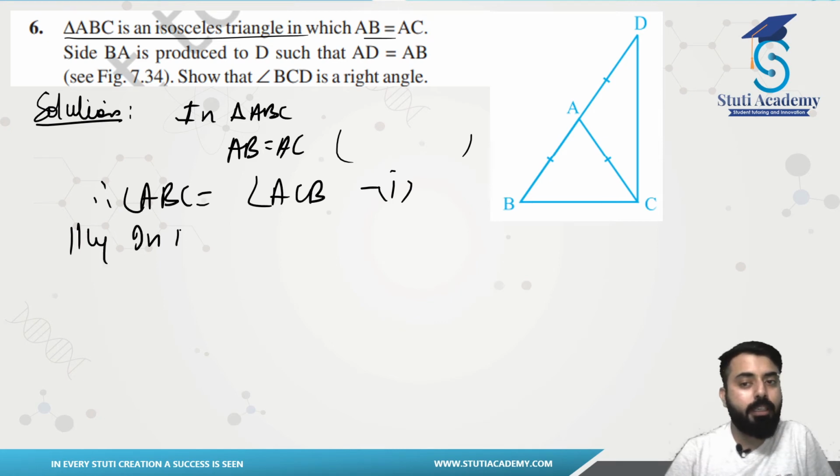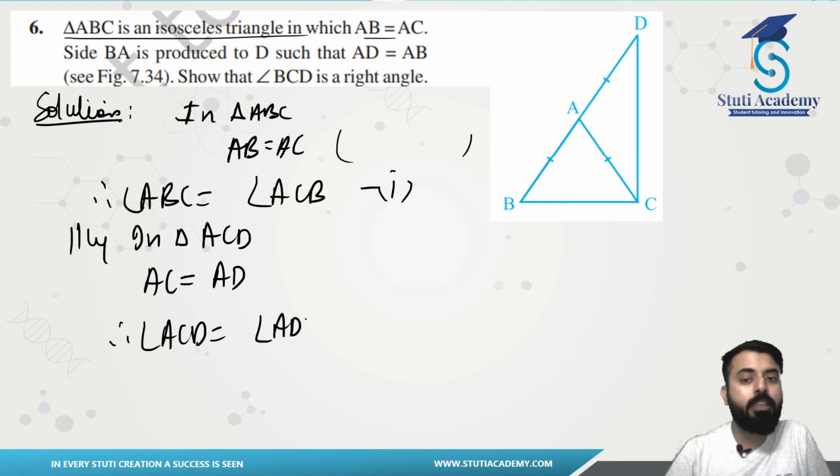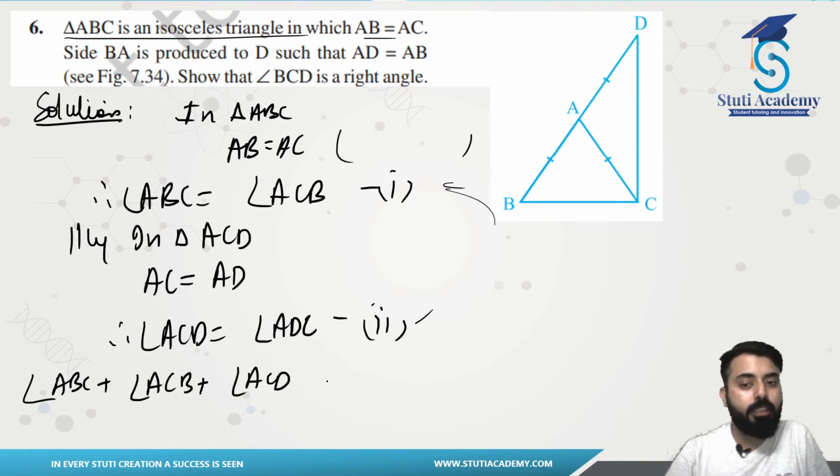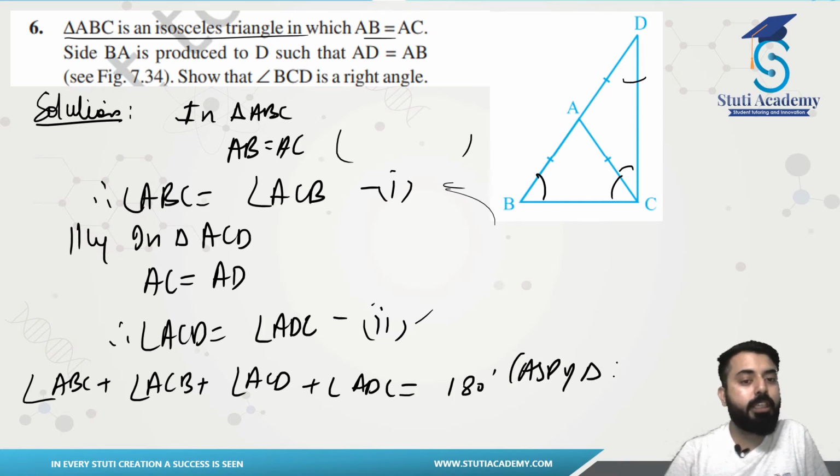Similarly, in triangle ACD, which is this one, I know AC is equal to AD. Therefore, angle ACD is equal to angle ADC. Mark this one as second using the same theorem. Right? Now add all these. Angle ABC plus angle ACB plus angle ACD plus angle ADC. That should be 180, sum of all angles. This plus this plus this plus this, angle sum property of triangle BDC. That will be the case, right?